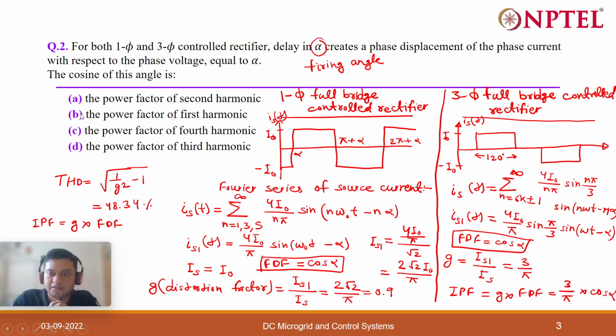So what will be the answer for this question? It is the power factor of the first harmonic, that is the fundamental component. So B is the correct answer. Now let us see the next problem.